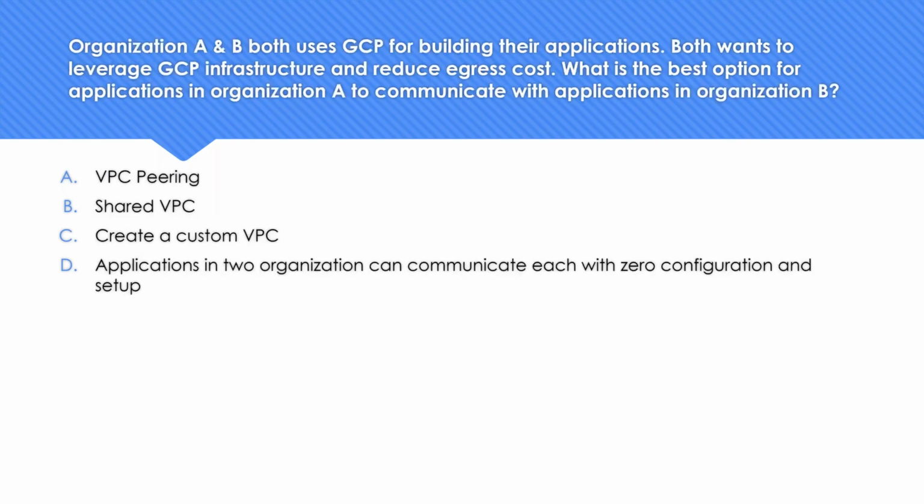The most interesting question: organization A and B both use GCP for building their applications. Two different organizations, folks. Both want to leverage GCP infrastructure and reduce egress cost. What does that mean? You should have understood it. What is egress? The outgoing traffic. What is the best option for applications in organization A to communicate with applications in organization B?